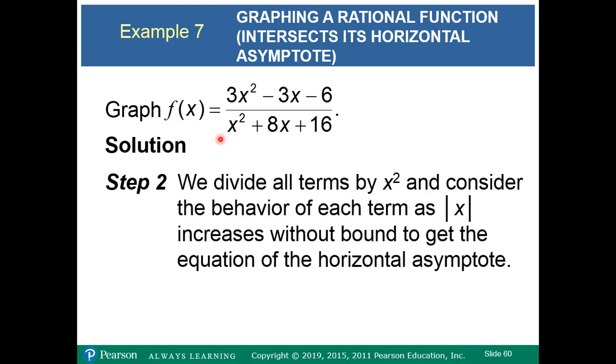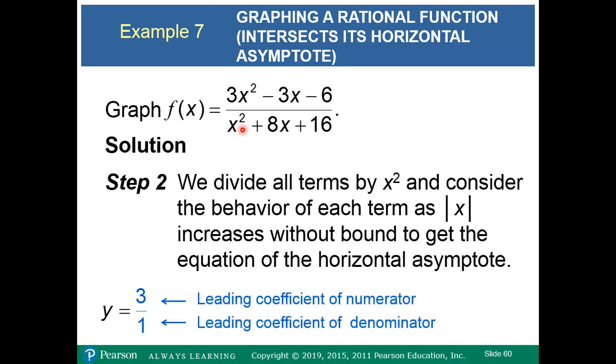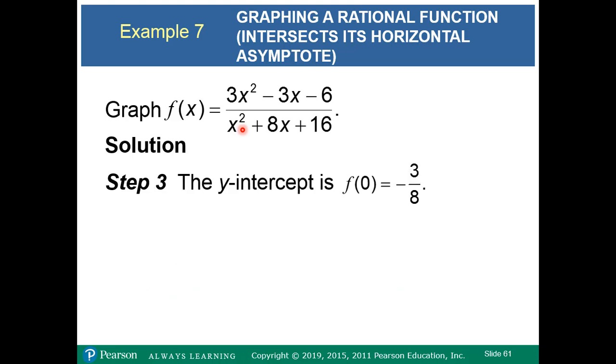And then we're going to divide all the terms by x squared and consider the behavior of each term as x approaches infinity, and we'll see what happens. By doing that, we end up getting the leading coefficient of the top and the leading coefficient of the bottom. This is something you should study and know. All we have to do is take the ratio of the leading coefficients, which in this case is 3. So y equals 3 is where the horizontal asymptote is located.